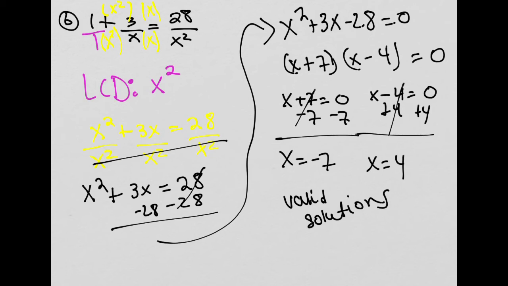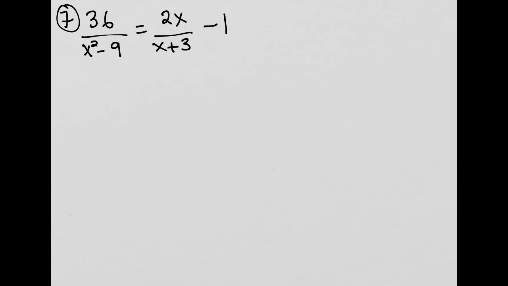Alright, valid answers. We factor here using the AC method. Again, factors of 28 that subtract to 3. Let's see here. We're going to start by putting this over 1. And we got a factor using difference of squares.